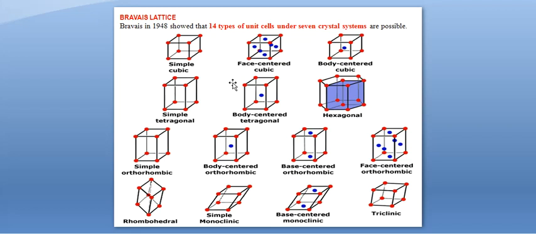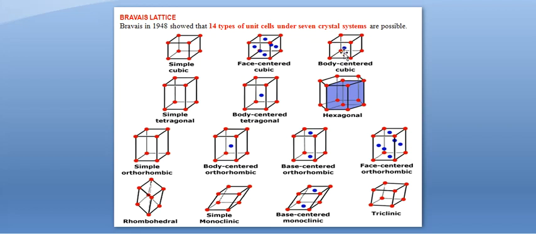If we consider the simple cubic, there are 8 corners, and in each corner 1 atom is present. Totally there are 8 corner atoms. If we consider face centered cubic, at each corner 1 atom is available, 8 corner atoms, and at each face 1 atom. We all know that the cubic crystal has 6 faces, so at each face 1 atom is present. Body centered cubic: at the center of the cube 1 atom is present.